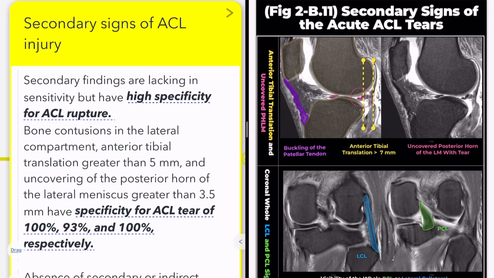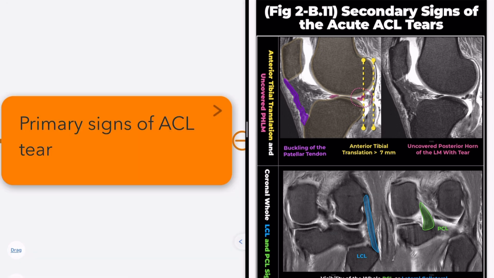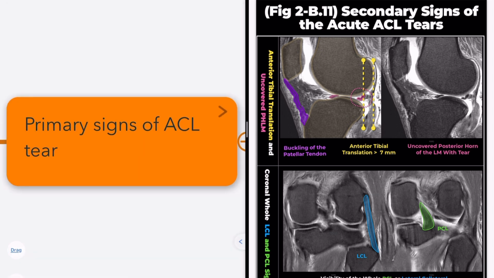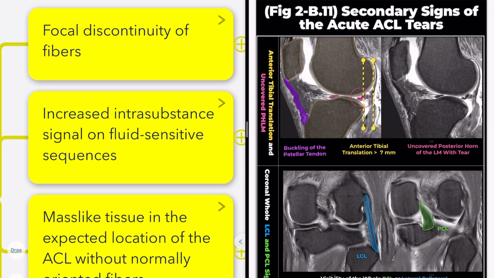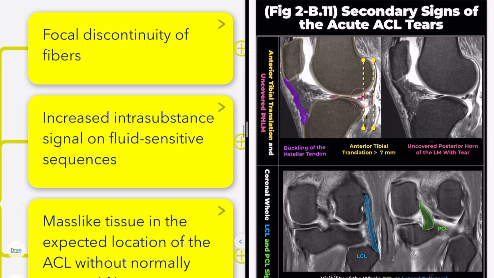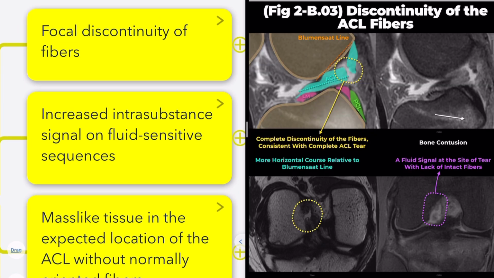In general, secondary signs are highly specific for the presence of an ACL injury but are of limited sensitivity. Overall, primary signs are the most useful for determining the status of the ACL, and the addition of secondary signs are of little added or independent value. In this session, we will briefly review the primary signs used to diagnose an ACL tear, and then discuss the secondary signs. The primary signs used to diagnose an ACL tear are as follows.